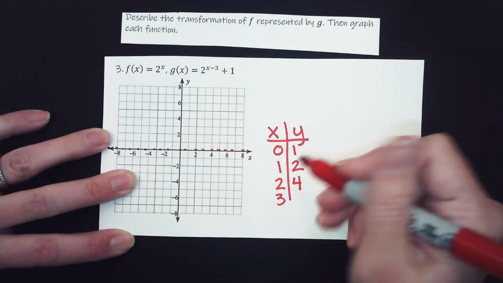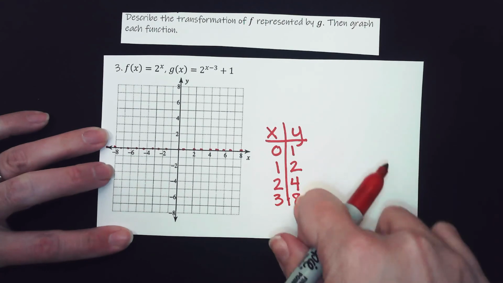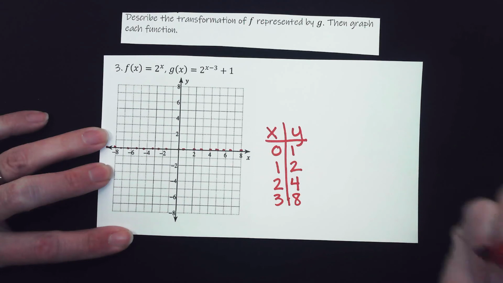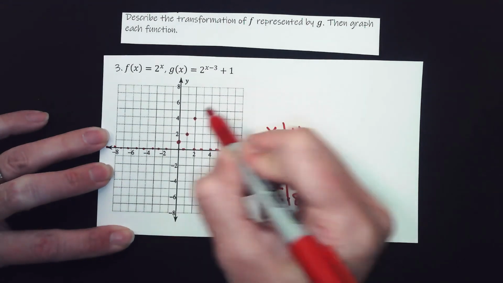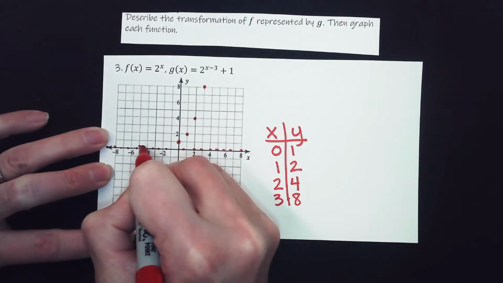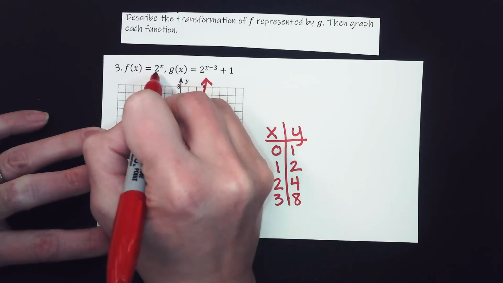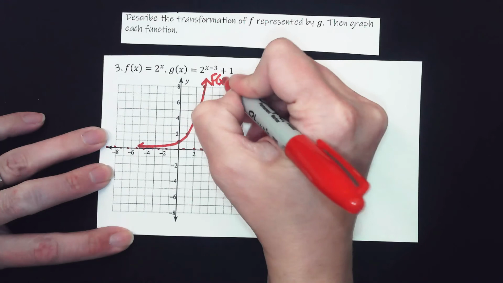2 to the third power is 8. Okay, so you do not have to use your calculator for these. You can just plug in these x values and get the y values. So if I plot these, I get this. So it's growth because that base is bigger than 1. Okay, so this was f of x.